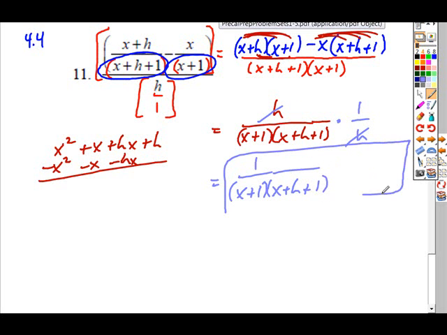Okay, and when you look back at this problem, we did cancel a factor from our denominator, so h cannot equal 0. You have to identify that restriction.